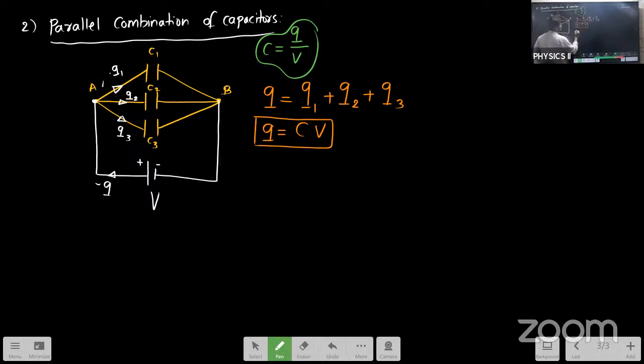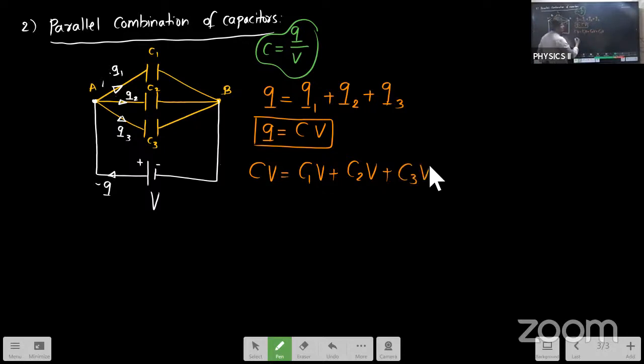What will this become? This will become CV is equal to, what is the capacitor at charge Q1? C1 is the capacitor at charge Q1, so this will become C1 into V. And Q2 is the charge flowing through which capacitor? C2. So this will become C2 into V. Finally, Q3 is the charge flowing through the capacitor C3, so this will become C3 into V.